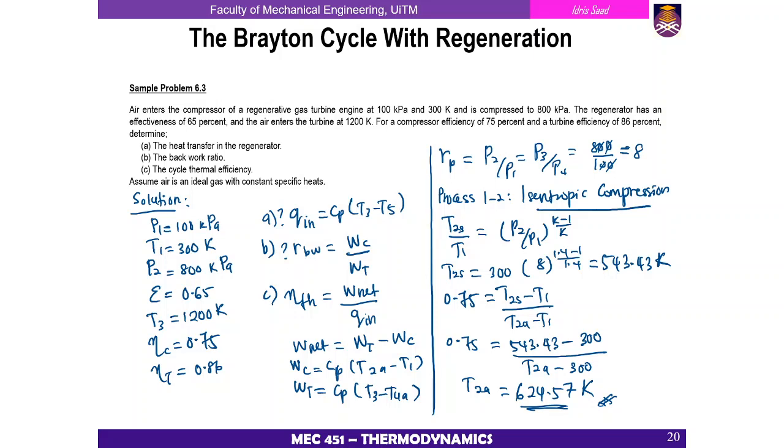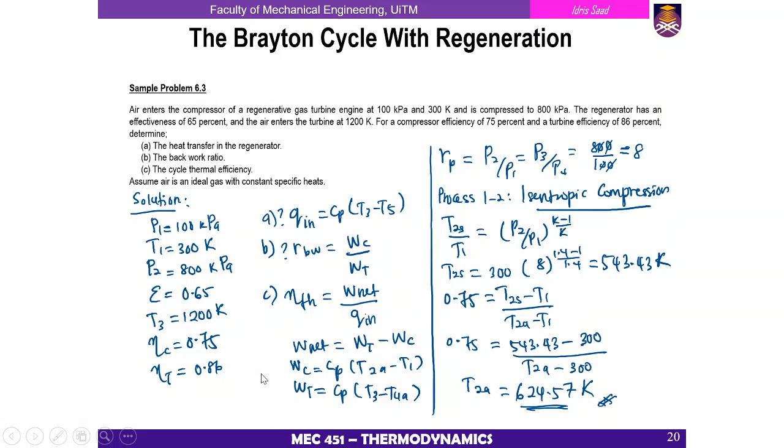For a compressor efficiency of 75% and a turbine efficiency of 86%, determine A, the heat transfer in the regenerator, B, the backwork ratio, C, the cycle thermal efficiency. So assume air is an ideal gas with constant specific heat. Okay, so the question is to find the heat transfer, backwork ratio, and also the thermal efficiency for the system.